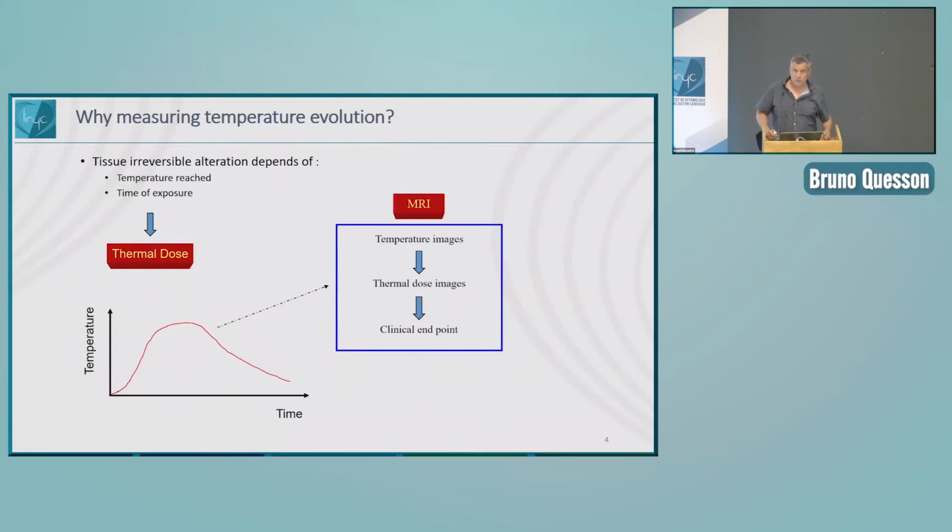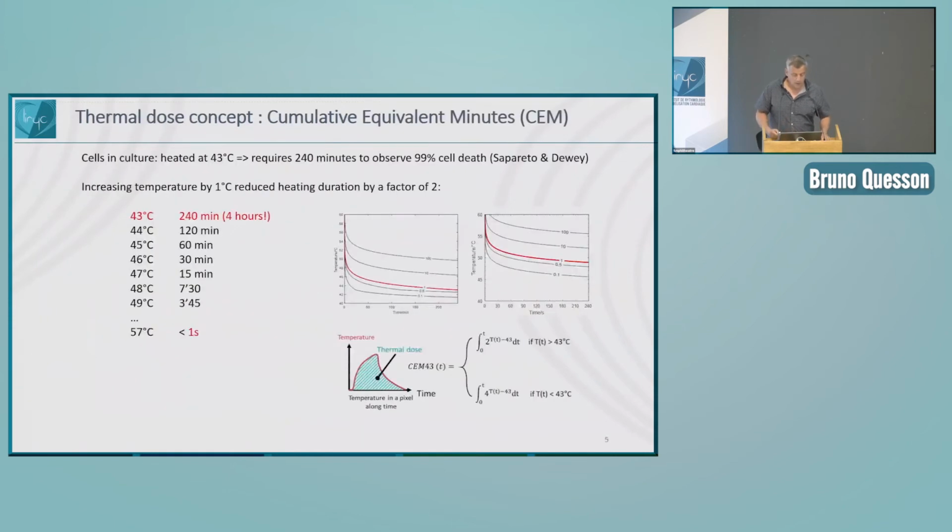And of course, if we're able to map the temperature change in real time, we should be able to have an idea to quantify the thermal dose. And this can be used as a clinical endpoint. So this thermal dose concept is important. It's linked to what is called the CEM, for cumulative equivalent minutes.